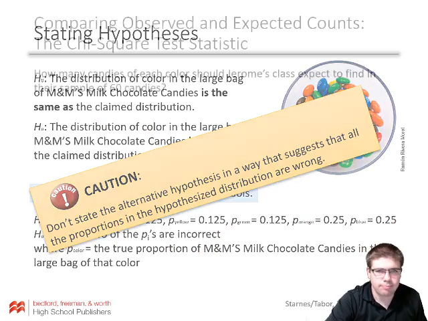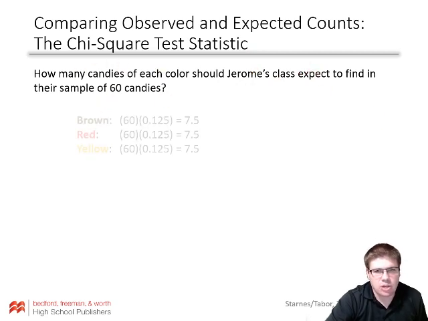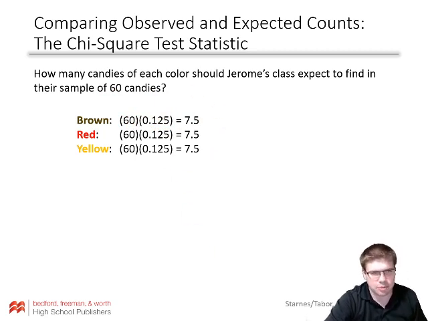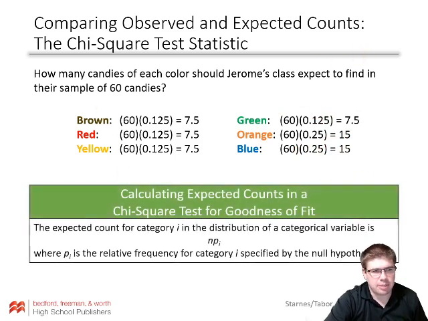So how many candies of each color should Jerome's class expect to find in their sample of 60 candies? If we take each of those proportions, they expect 12.5% of the 60 in their sample, so they expect 7.5 of each of those, even though it's not actually possible to get, well, I don't know, it depends on how you're counting M&Ms, half an M&M that's brown. And so on. Green was the same percent, but then orange and blue, we expect a bit more. So those would be the expected amounts that we would expect in our sample.